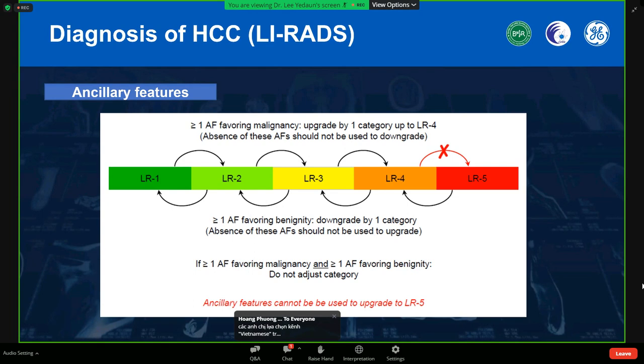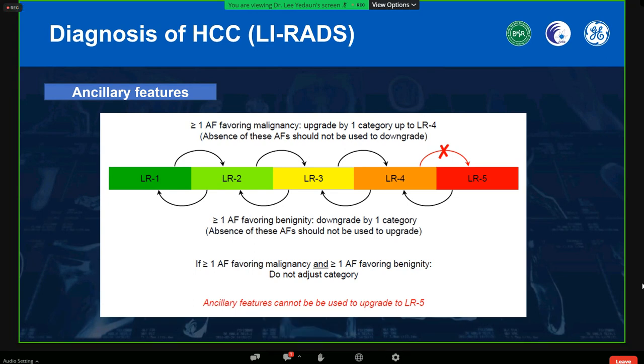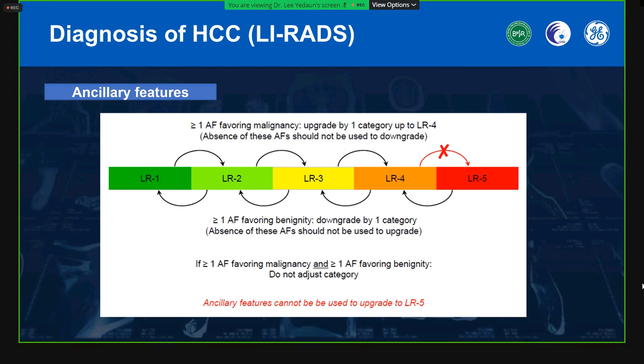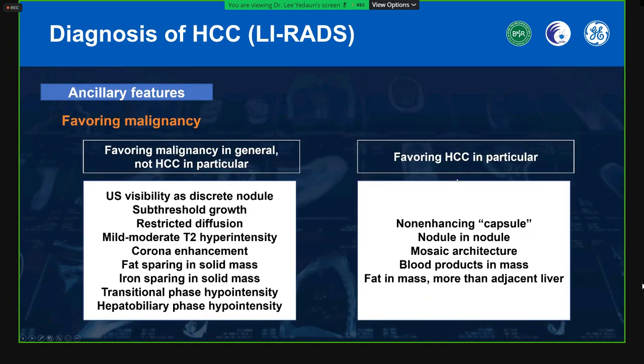It is important that ancillary features cannot be used to upgrade to LR5, which means we cannot upgrade LR4 to LR5 if there are ancillary features favoring malignancy. Ancillary features favoring malignancy are divided into those favoring malignancy in general, not HCC in particular, and those favoring HCC in particular.